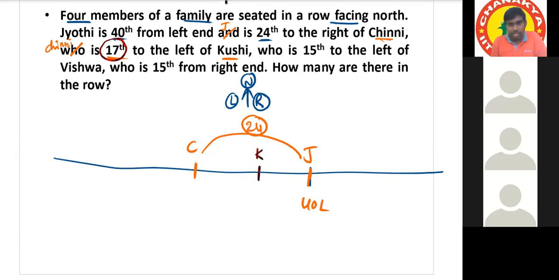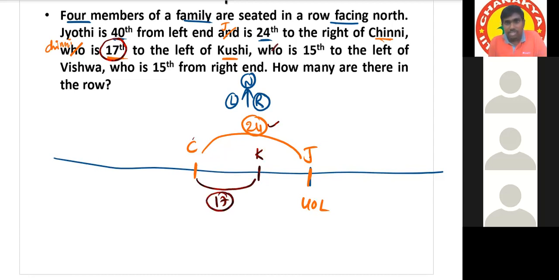Sir, one doubt here. Shouldn't there be 23 people in between instead of 24? 23 people between, but I have mentioned this point already. 24 is nothing but this person's position with respect to another person. Chinni is 24th from Jyoti or Jyoti is 24th from Chinni. So you are writing the position instead of the number of people. The position with respect to the other person I am writing, not the people between.